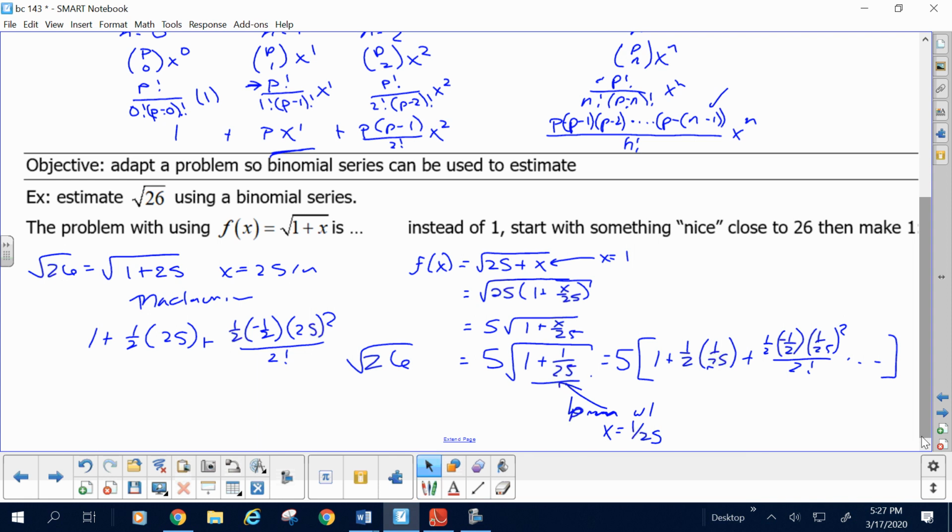You would see then we could get converging much faster than if I tried to use 25 as the x value. It would take forever. Now this involves substitution. We'll talk more about that later, but that should get you going.